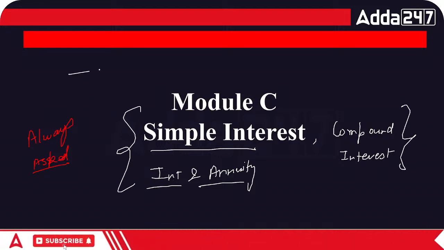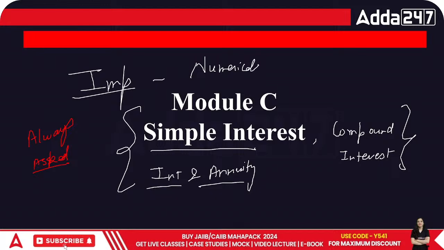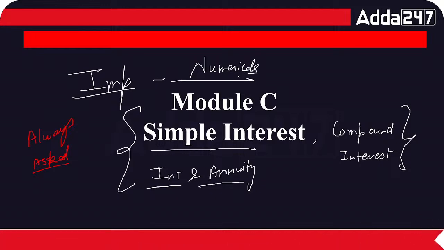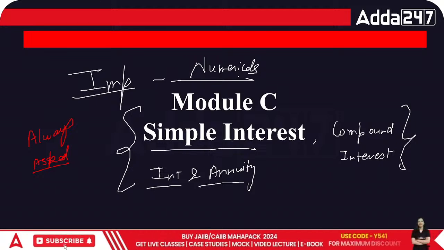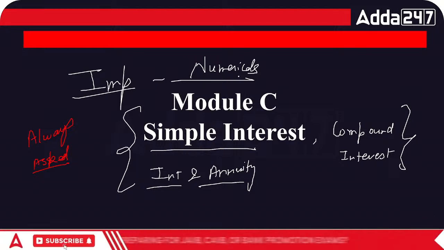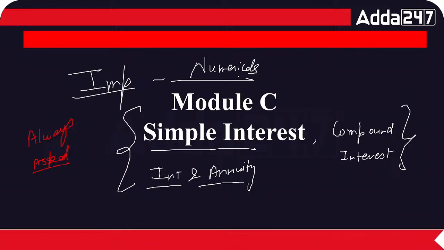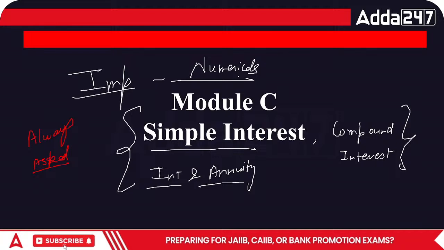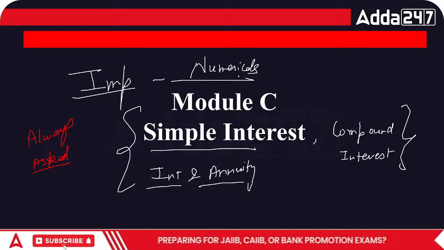Is this topic important? Yes, it is very important. Normally, numericals are asked from this particular chapter. Is this chapter scoring? It is very much scoring. So please make sure you do this chapter properly, because then you will be able to score a good amount of marks from this area. Overall, the entire module C is super important, because all the important chapters which were there before the 2023 syllabus change are included in it.